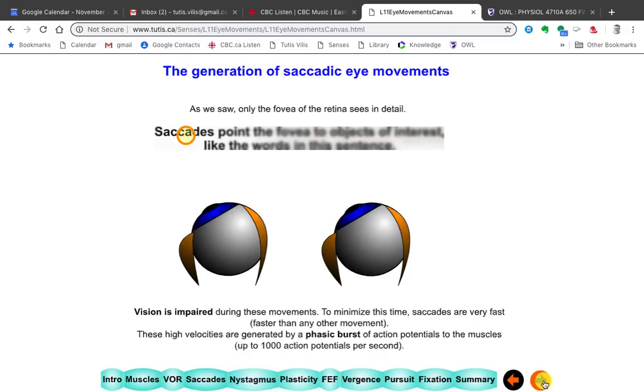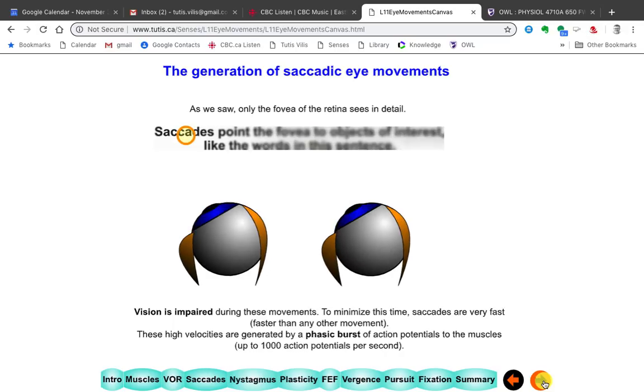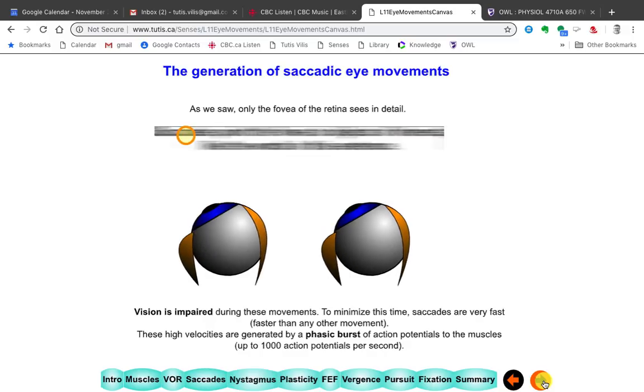Next one we'll look at is saccades. So this simulates what happens when you read a sentence. And you can see that during the saccade, everything becomes blurred. Between the saccades, only the thing that you're looking at is clear. The rest of the sentence is blurred. Now, you're not conscious of that, but that, in fact, is what your eye sees. Now, the turn is very quick, and it's produced by a phasic response that's sent to the eye muscles that can be as high as 1,000 action potentials per second. So really, really fast, and that generates a really, really fast eye movement, a saccade.